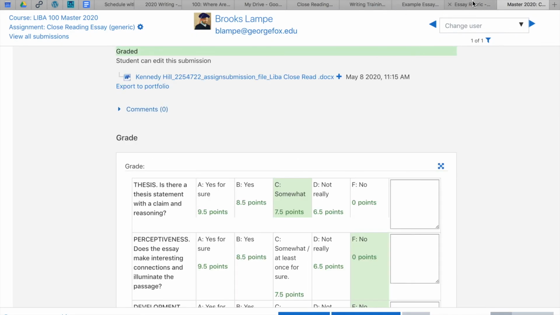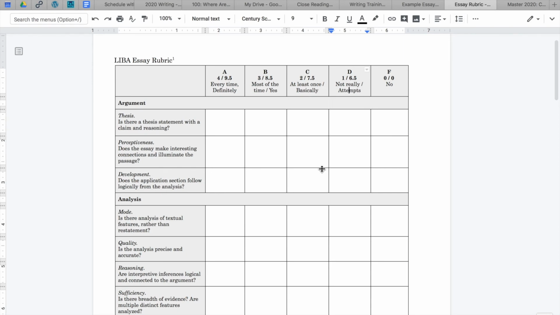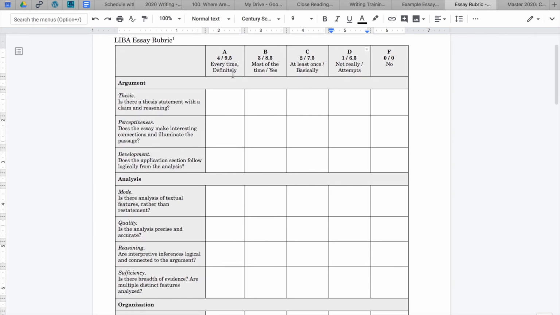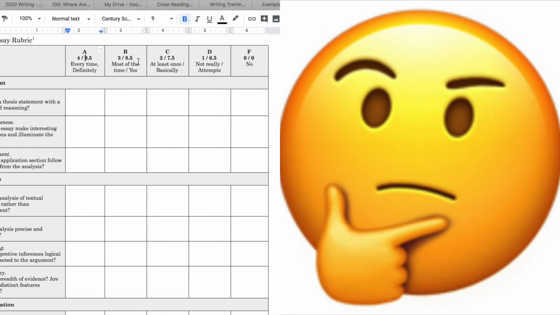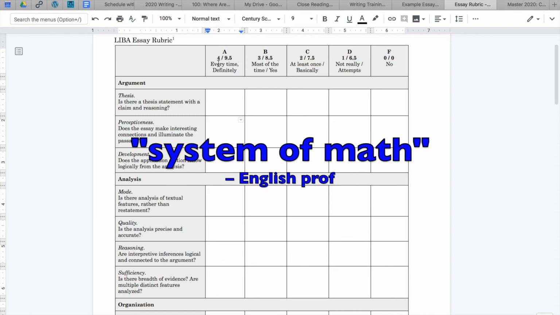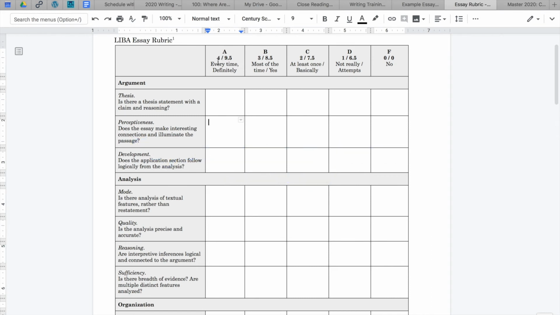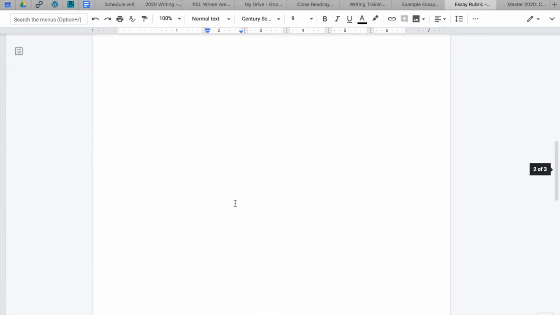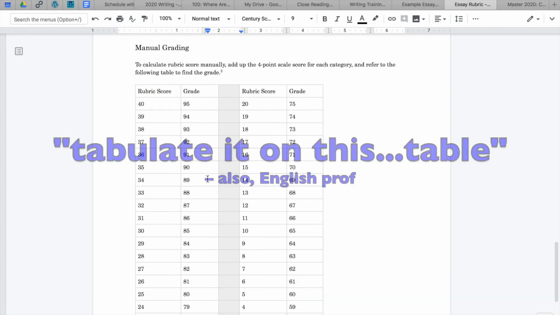If you are using the rubric on paper, you would probably not appreciate having to add up 9.5, 8.5, 7.5, and so on. So there's a much simpler way you can do it using a 4.0 system of math. We are calling the A's 4 points, the B's 3 points, and so on. And you just add up all the numbers for the categories and tabulate it on this grading table.